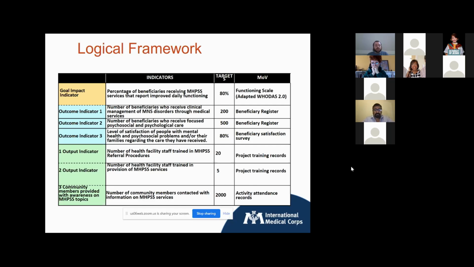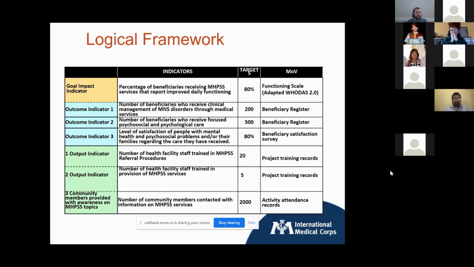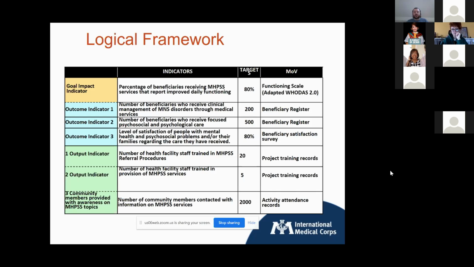Next, moving to the outputs. Output indicator 1 is a quantitative number of health facility staff trained on MHPSS referral procedures, again taken from the Common M&E framework. This is extremely important in the integration model, as not all staff working within a healthcare facility will be able to provide MHPSS services, but all of them will have interaction with patients and people who come for a range of different reasons, obviously normally for primary healthcare services.